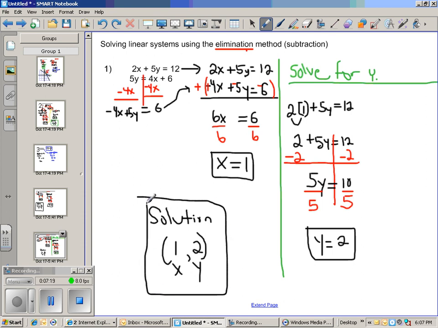Now, I'm going to recommend that you take the time and go back and check. Plug 1 in for x right here. Go ahead, plug 2 in for y. We could almost do this in our head. 2 times 1 is 2. 5 times 2 is 10. 2 plus 10 is 12. That equals that. This is a true expression. You could do the same for the bottom equation. If you plug in x equals 1, 4 times 1 is 4, plus 6 is 10. And then over here on the left side, 5 times 2 is 10. That would give us 10 equals 10. And we just checked the solution.